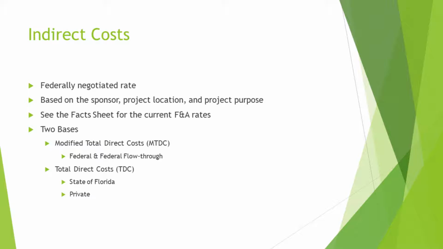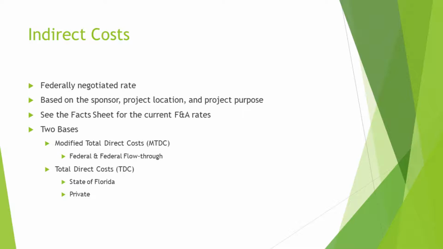So it's not just us sitting there and deciding what that number is. It's a very lengthy process. We actually usually hire an outside consultant to come and help us prepare that because of all the data that has to go into it. And then the cognizant agency gets it back to do all their review and analysis, and then we go back and forth. So that's how that F&A rate gets established. It is based on the sponsor, the project location, and the project purpose.